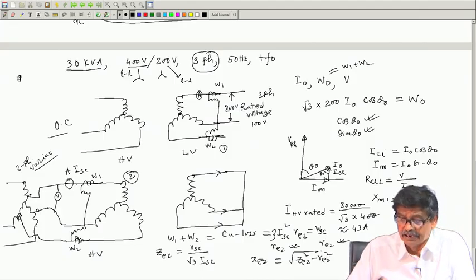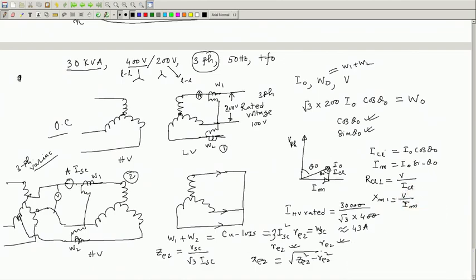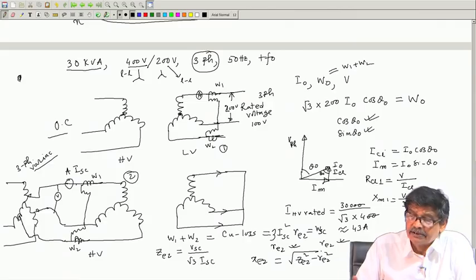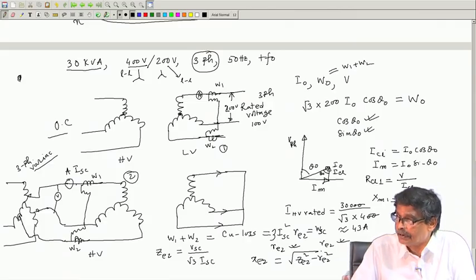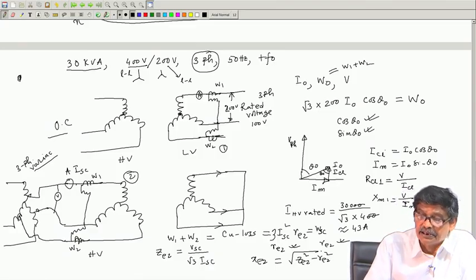But the only thing you should be careful about is the per phase equivalent circuit. The moment you carry out one test from the LV side and another test from the HV side, it is your duty to choose from which side you will draw the equivalent circuit. I told you this in the earlier class. Therefore, if I want to draw the equivalent circuit referred to the LV side, then you have to transform these parameters in that sense.